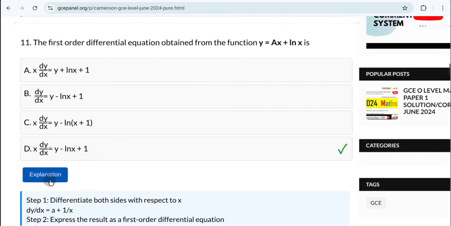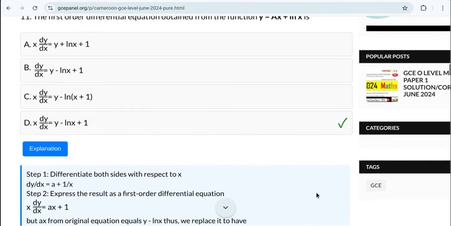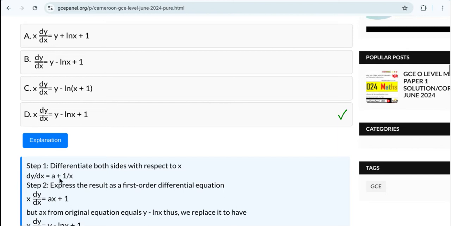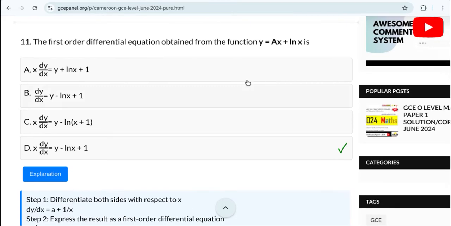Alright, so let's check. The key here is this last one, and let's see how we get it. So you have dy/dx equals a over x plus 1 over x. Now we are going to multiply both sides by x, so that we have x dy/dx equals ax plus 1. But from the given question, we know what ax is, right? You know that ax is equal to y minus ln x.